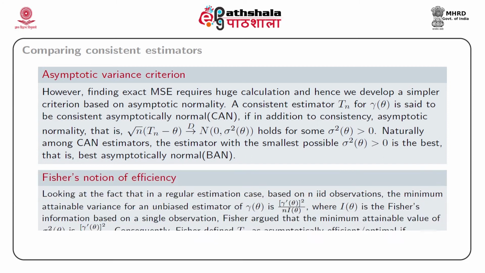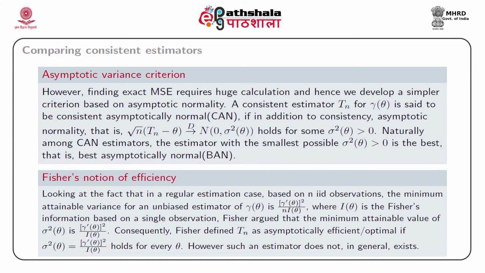Looking at the fact that in a regular estimation case based on NIID observations, the minimum attainable variance for an unbiased estimator of gamma theta is gamma dash theta whole square divided by n times I theta, where I theta is the Fisher's information based on a single observation. Fisher argued that the minimum attainable value of sigma square theta should be this gamma dash theta whole square divided by I theta. Consequently, Fisher defined Tn as asymptotically efficient or asymptotically optimal if this equality holds for every theta. However, such an estimator does not exist in general.